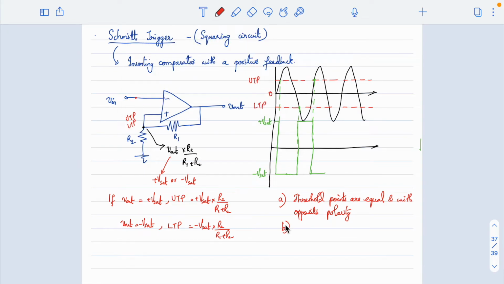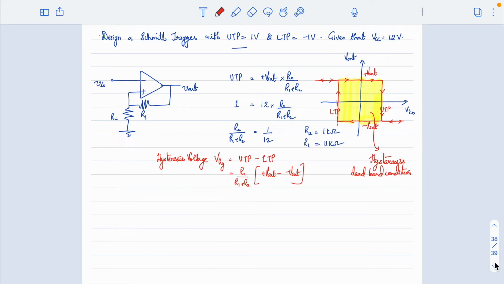So another type we can decide on is where the threshold points are unequal. The threshold points need not always be the same, right? There may be situations where we need switching at different voltages. So whenever the threshold points are unequal, again with opposite polarity, then also we might need this kind of circuit. So we will look at the design of one such circuit now.